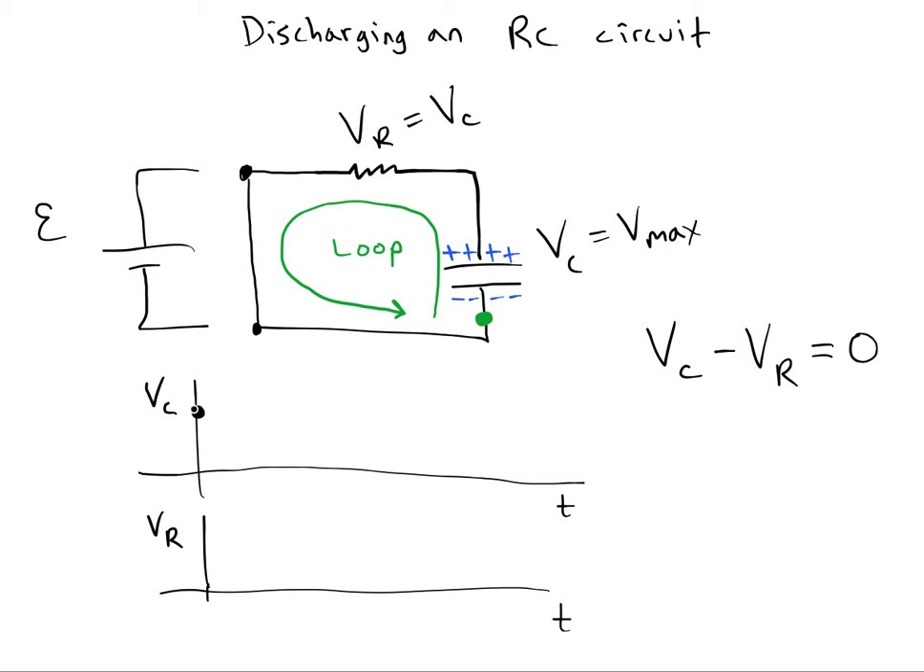So we'll start up high with the voltage on the capacitor because it's at its maximum value. It's at its maximum value at t equals 0. And what will happen is it will decay exponentially, like that. The voltage across the resistor will have to also start up high and then go down to 0 as well.